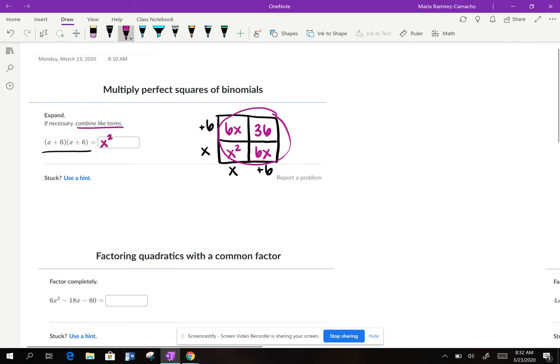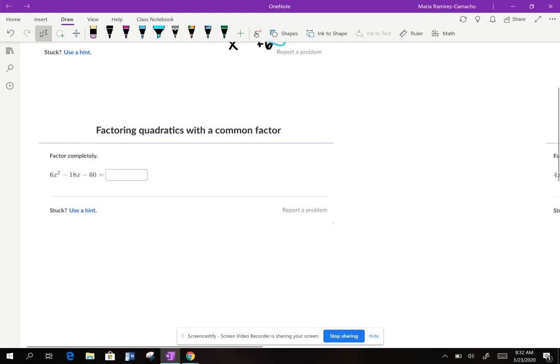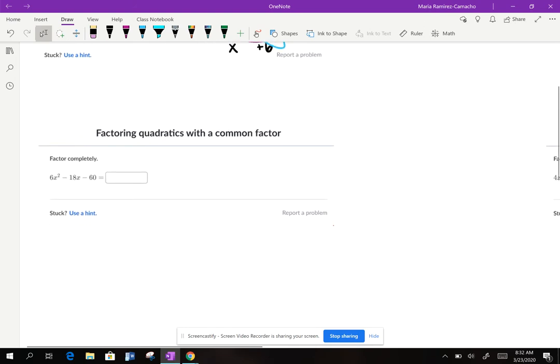So we have x squared plus, let's add these two 6x's together. 6x plus 6x is 12x. And then we have the plus 36. Okay, that's all you have to do for this problem. So just repeat that for the rest of those. The next assignment is called Factoring Quadratics with a Common Factor.